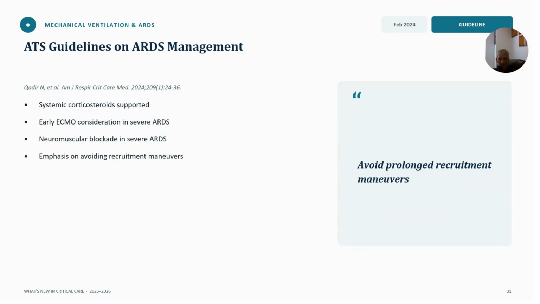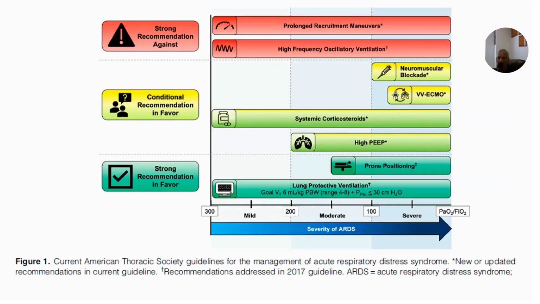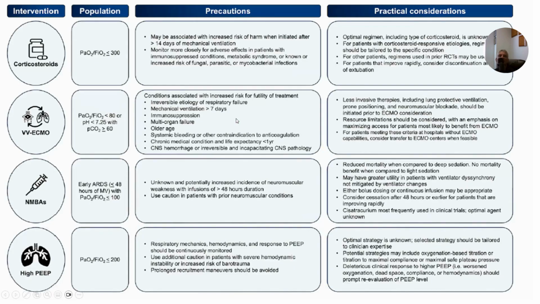ATS guidelines in ARDS management in the Blue Journal basically said systemic steroids are supported, early ECMO consideration, neuromuscular blockade in severe ARDS, and avoid prolonged recruitment maneuvers. Here's what it looks like in the article. Strong recommendation against, conditional recommendation for. So neuromuscular blockade, you should know Accuracies was a positive trial, followed by a negative ROSE trial. So we don't use neuromuscular blockade in all ARDS patients, but still in very severe ARDS, we use it when your back is against the wall.